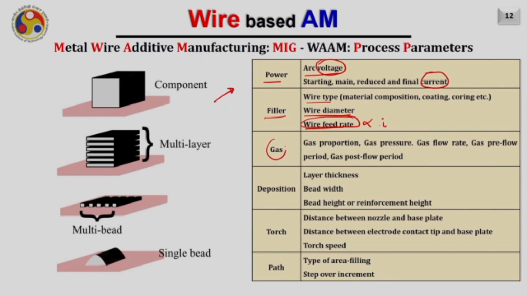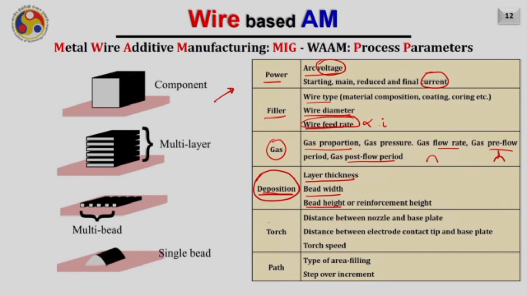Then the parameters associated with the gas: what is the proportion of the gas, what is the gas pressure, flow rate, pre-flow period and post-flow period. Pre-flow and post-flow period are nothing but how long the gas is switched on before starting the deposition of the material, and after completion of the deposition. Then the parameters associated with the deposition: what will be the layer thickness, the bead width and the bead height. These are the important geometric parameters that will govern the final accuracy of the part you are producing.